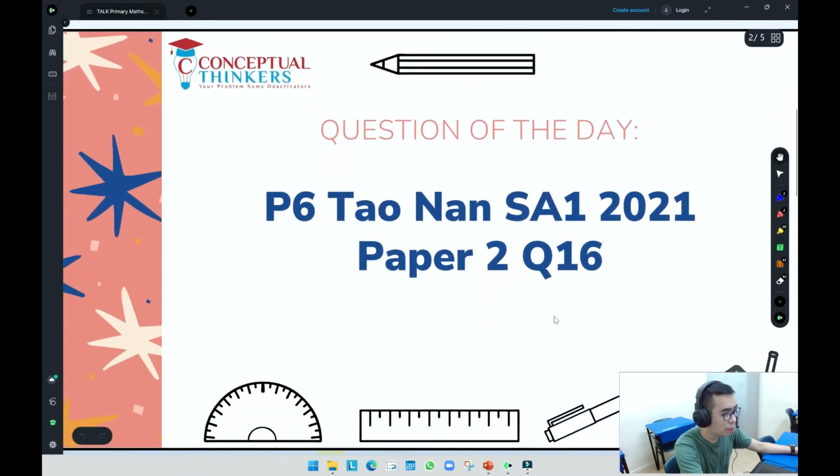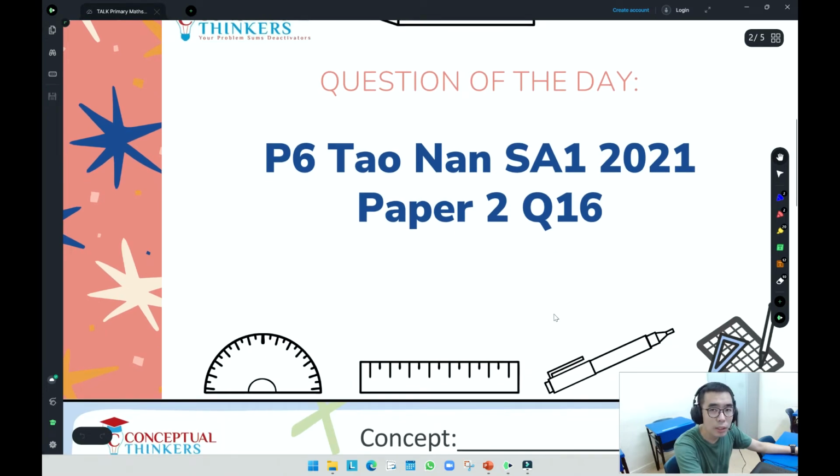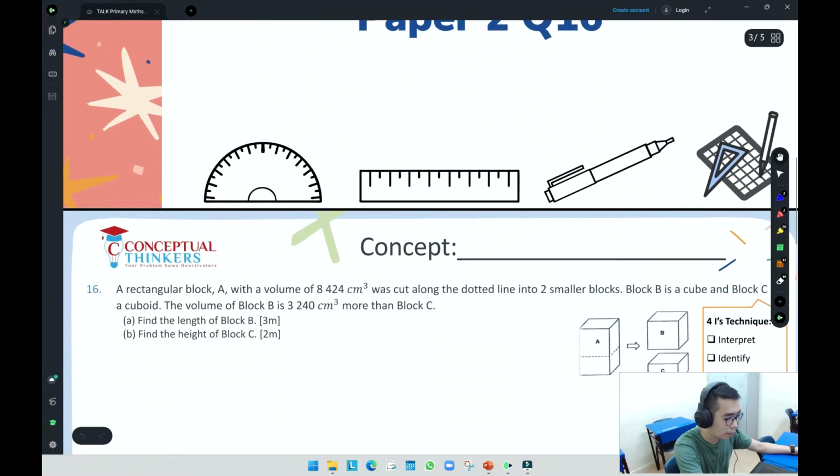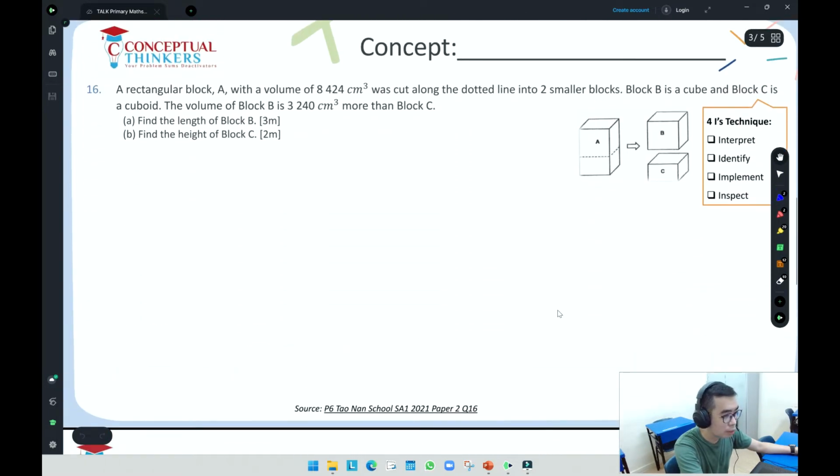So for today, we will be doing P6 Tao Nan SA1 2021 Paper 2, Question 16. Okay, let's start. So let's first interpret the question. Let me just underline the keywords.